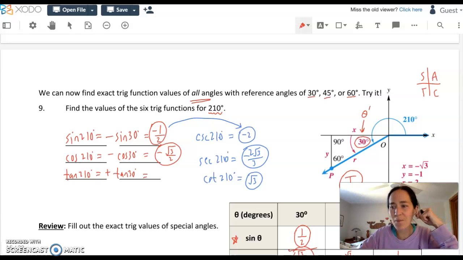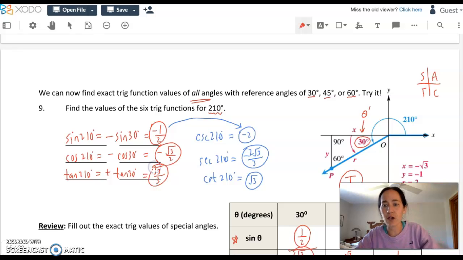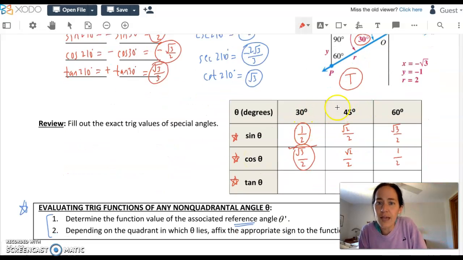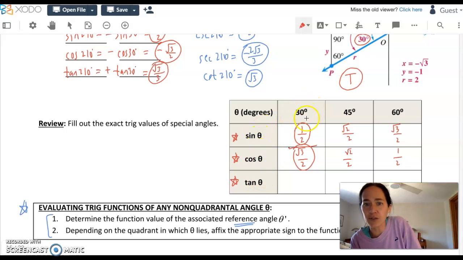You can join me on page 15 of the Trig Packet, where I want to start with a little bit of review for starters, just getting on the same page about exact values of trig functions. So far, we've gotten pretty familiar with the exact values of the sine, cosine, and tangent of these three special angles, 30 degrees, 45 degrees, and 60 degrees. And we've learned that there's a pattern with those exact values.